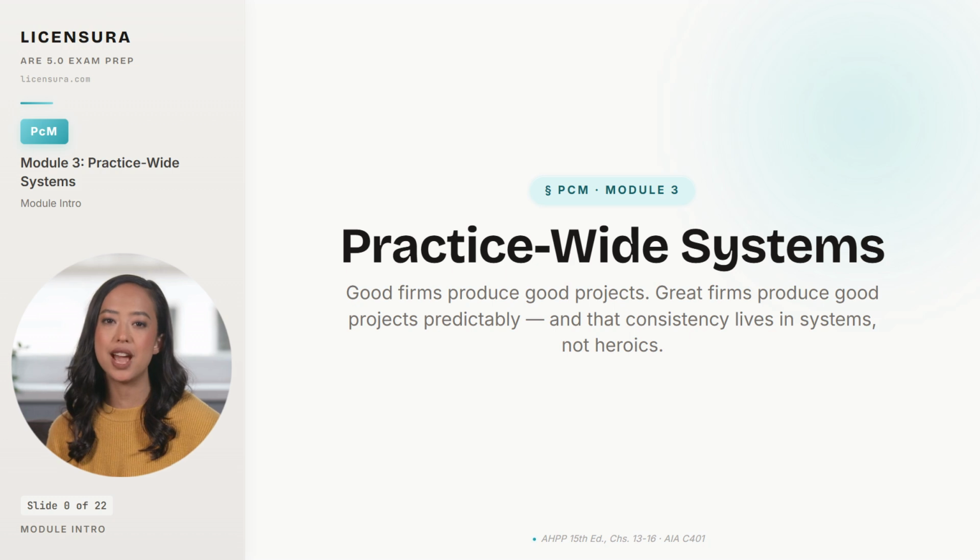This module is the practice-wide infrastructure underneath every project: quality assurance and quality control, office standards, BIM execution, consultant coordination, and professional development, including the AXP itself.